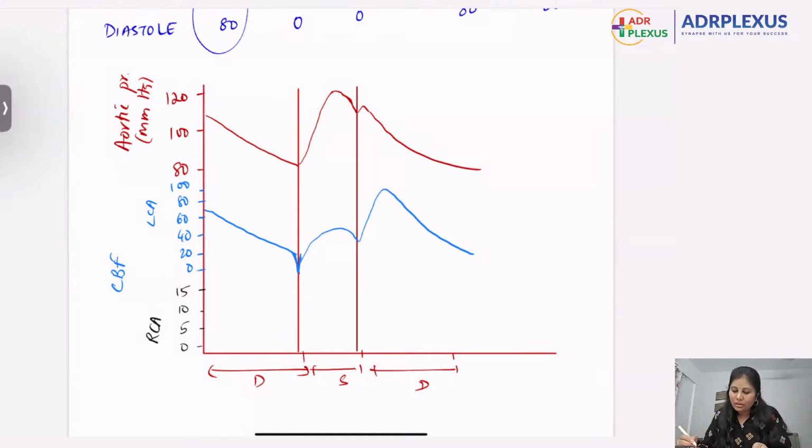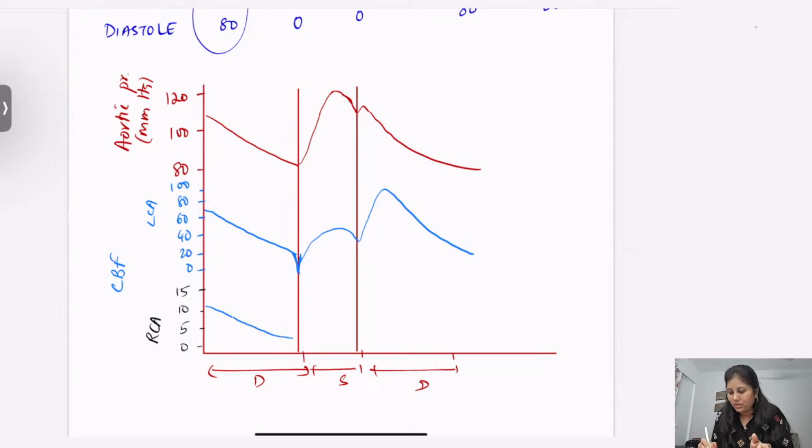Whereas for the right coronary artery, the status is somewhat different here. Some 10 ml goes to the right coronary artery, because it requires less blood supply when compared to the left coronary artery. So it doesn't go to 0, it stays somewhere around 5.